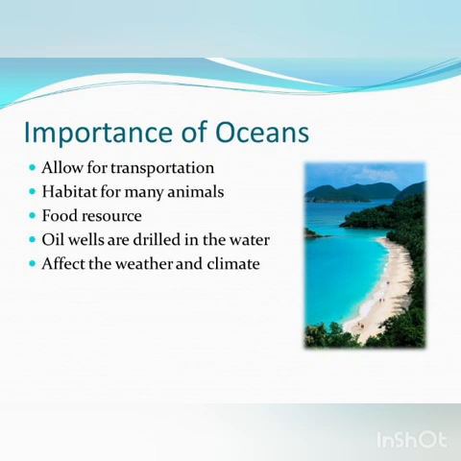Then they also provide many food items. Common salt is supplied by the ocean only. Then the shortage of drinking water can be solved by treating ocean water. They affect the weather and climate. They exercise direct control over the temperature. It also modifies the climate of the coastal areas. They are also the storehouse of various minerals and chemicals. Oil wells are drilled in the water.